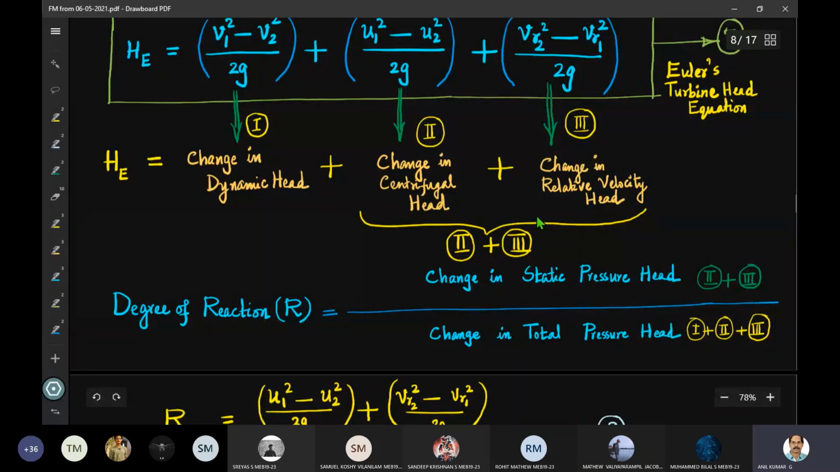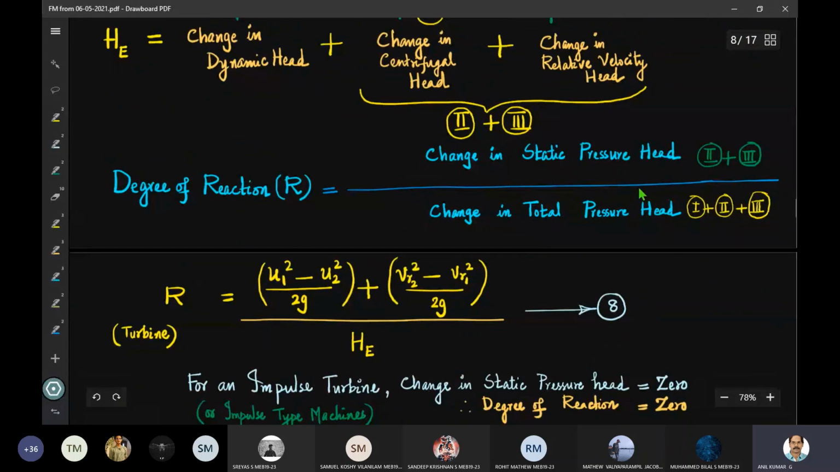I repeat, the change in the centrifugal head and change in relative velocity head, if you add together, you will get change in static pressure head.